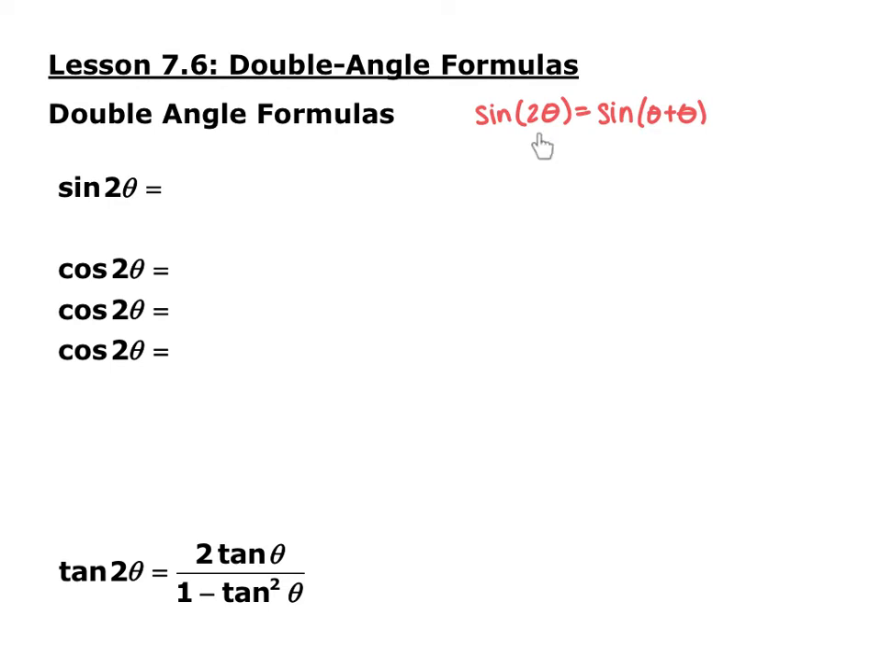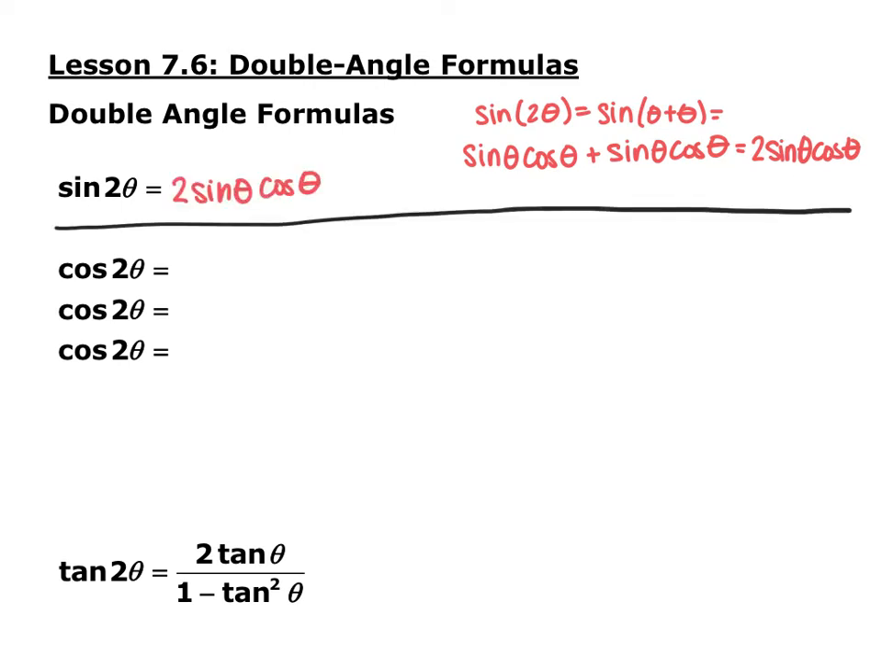So again, if we think about sine of 2 theta as sine of theta plus theta, we can apply the sine sum formula. The sine sum formula says sine of alpha plus beta is sine of alpha cosine beta plus sine beta cosine alpha, but in this case both alpha and beta are the same thing, they're both theta. So you end up with sine theta times cosine theta plus sine theta times cosine theta. When you combine like terms, that just becomes 2 sine theta cosine theta. So the double angle formula for sine of 2 theta is 2 sine theta cosine theta.